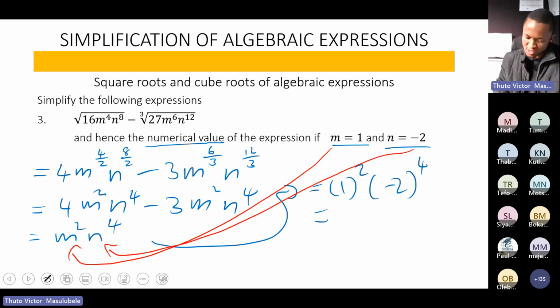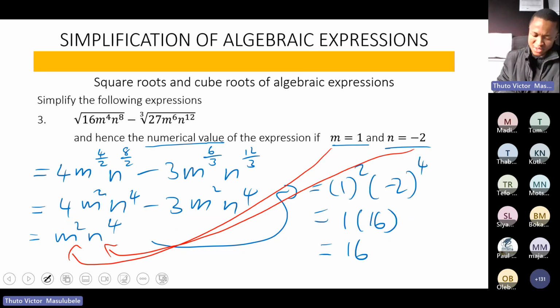So we substitute into the expression. And when you substitute, remember to include your brackets. Brackets, very, very, very important. Now, as we proceed, this will give us 1, -2 raised to the power of 4. That will give us +16. And 1 multiplied by 16 will give us 16 as our solution.